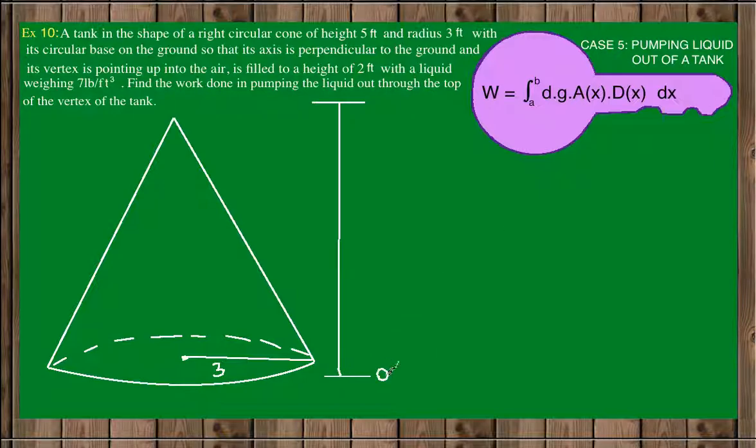This is 0 level, this is 5 feet. And the tank is filled up to 2 feet with liquid. This is where the liquid is. And the density of the liquid is given as 7 pounds per cubic foot.